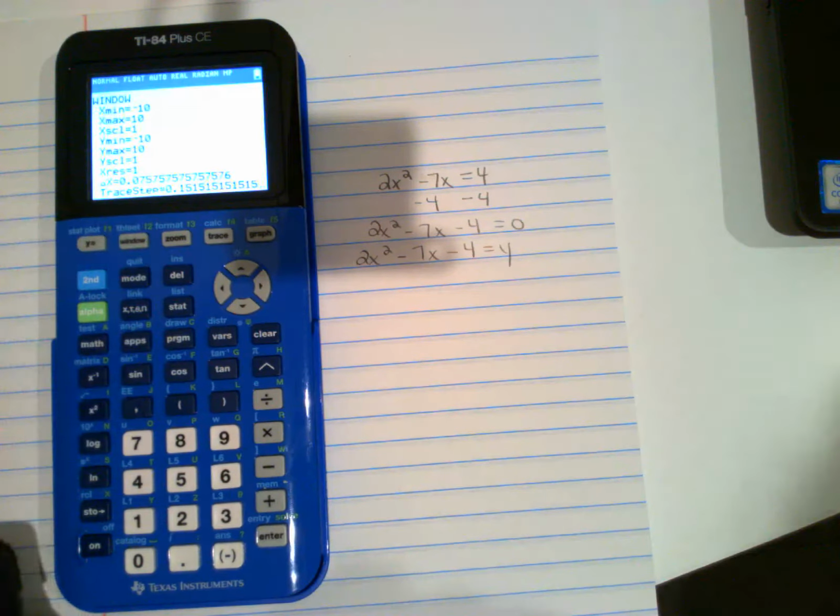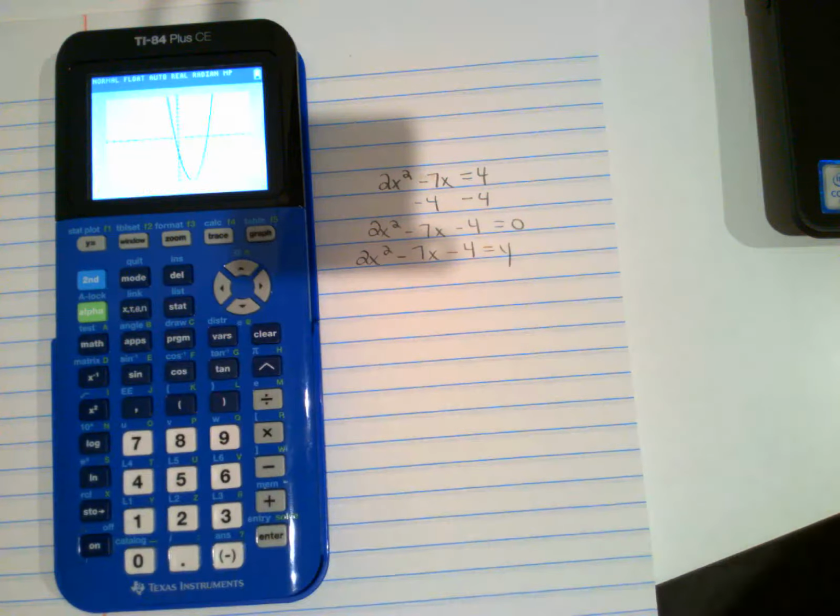But let me show you my window. It says x min is -10, x max is 10, my x scale, so it's counting by ones, is 1, y min is -10, y max is 10, and the y scale is 1. That would be your standard window that you want to use there. And once you have that standard window in there and you want to get to the graph, press the graph button.